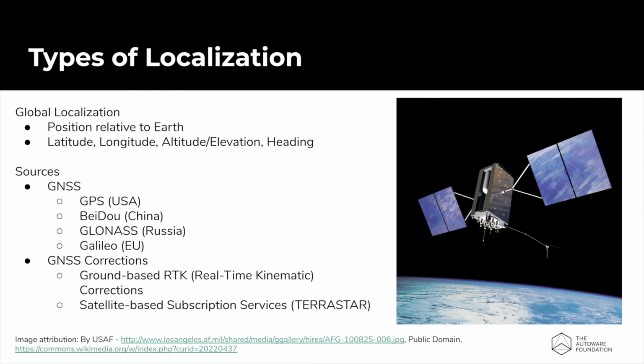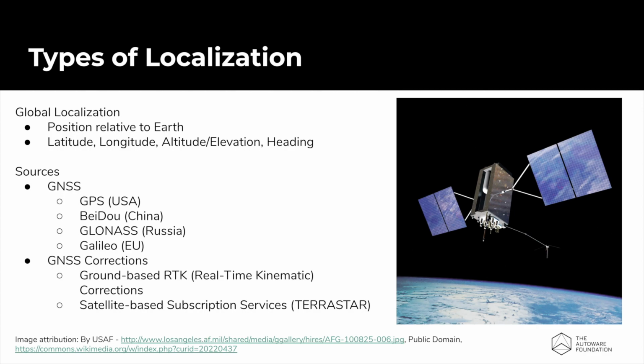So there are several types of localization that are available. The first one that most people are familiar with is known as global localization. And that is figuring out a position of an object, in this case the car, relative to the Earth. Usually that will come in the form of latitude, longitude, altitude or elevation, and a heading. Now, you can use several sources to figure out that information. The one, again, that most people are familiar with is GPS.